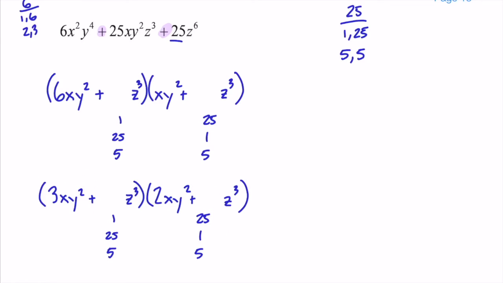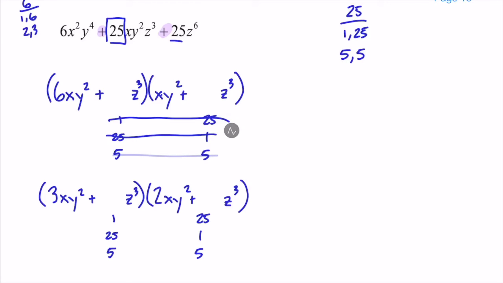6 times 25, way too big. 6 times a 1 is 6, and 25 times a 1, well, that's not going to work because I need to add to make 25xy squared. That's not going to work. So I'm probably going to be considering one of the ones where the inner terms are the same. 6 times 5 gives me 30, and 1 times 5 gives me 35. So this one won't work either.